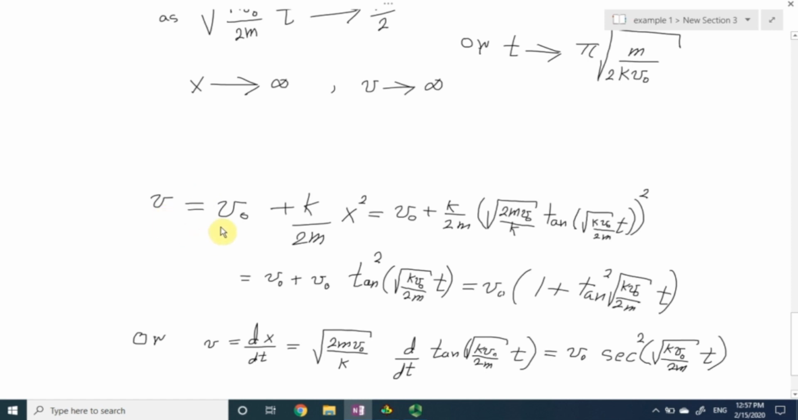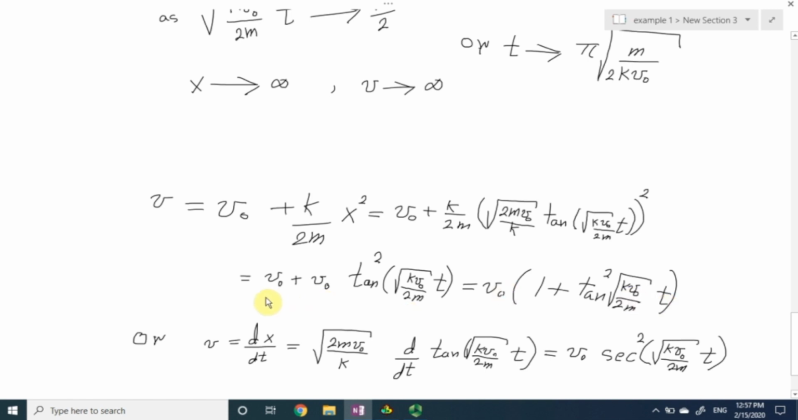Now we already know velocity as a function of x, but now I already found x as a function of time, so I can substitute for x, and I can find velocity as a function of time. By substituting the value of x and simplifying, you can find here the result. V, the velocity at any time, is equal to the initial velocity times the bracket 1 plus tan square of the argument, square root of k v naught over 2m multiplied by time.